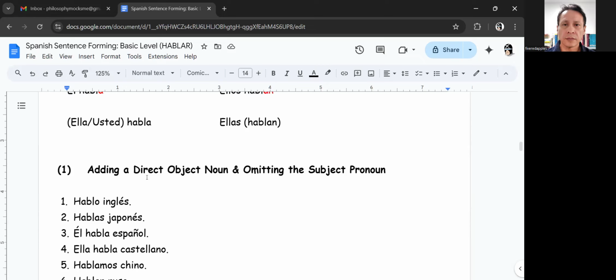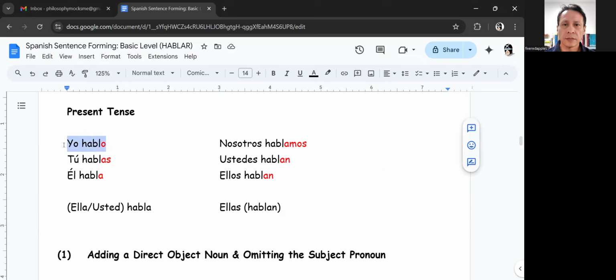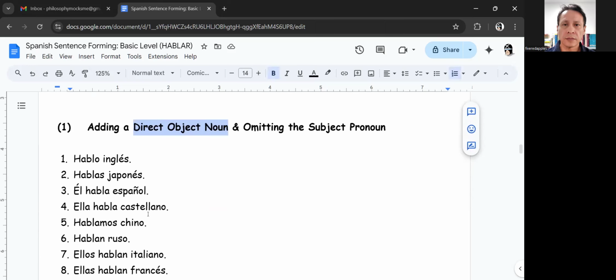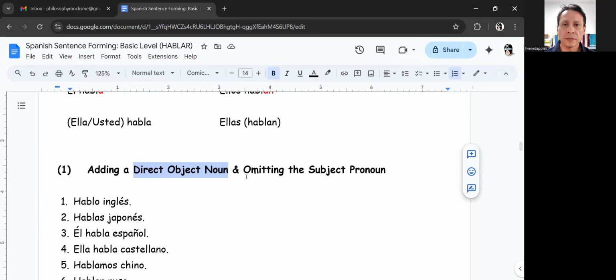All we've done with this basic yo hablo or él habla is throw in a direct object noun, and we did it by choosing different languages. Inglés, japonés, español, castellano, italiano, chino, ruso. On most occasions, Spanish speakers will omit the subject pronoun because the verb gives you the subject. It's an inflected language and the verb has the subject ending on it.